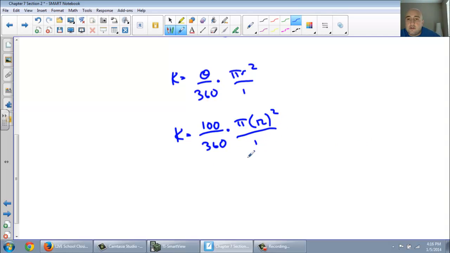All right, let's see here. So K equals 100 over 360 times 12 squared is 144 pi over 1. All right, so let's start canceling. So divide both by 10. Zeros go away. Half of 10 is 5. Half of 36 is 18. Half of 18 is 9. What's half of 144? 72. Okay. 9 goes into 9 once. 9 goes into 72 8 times.